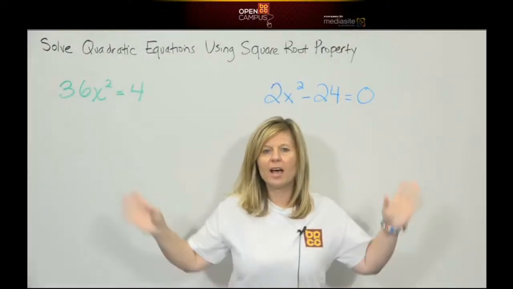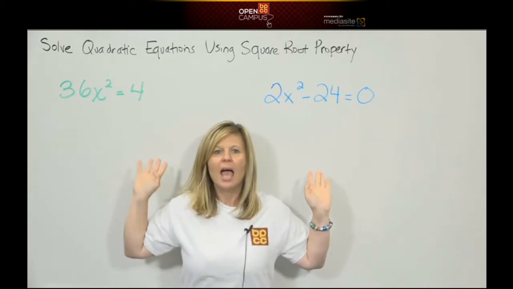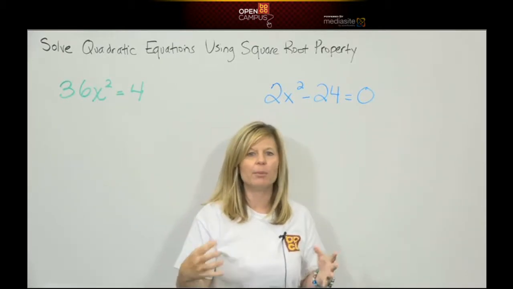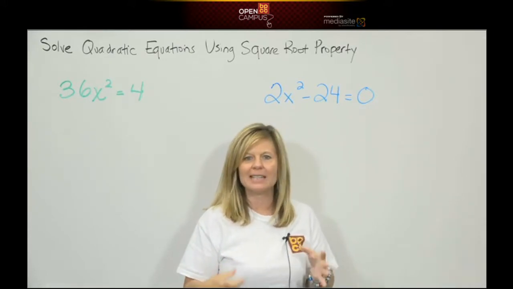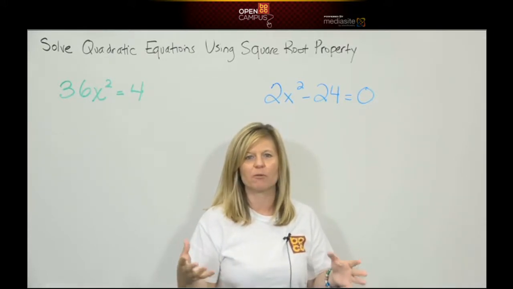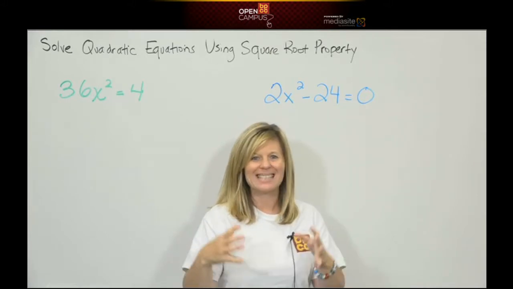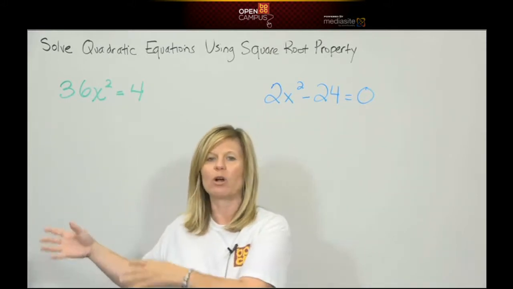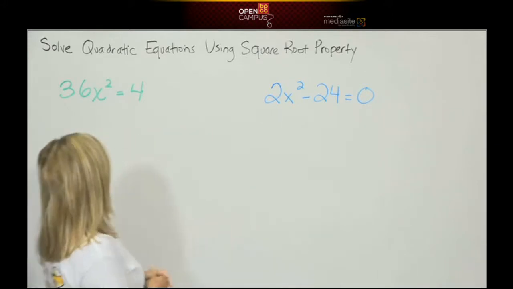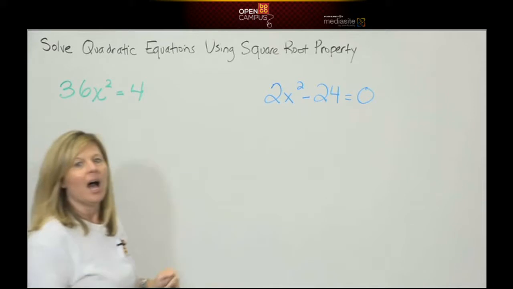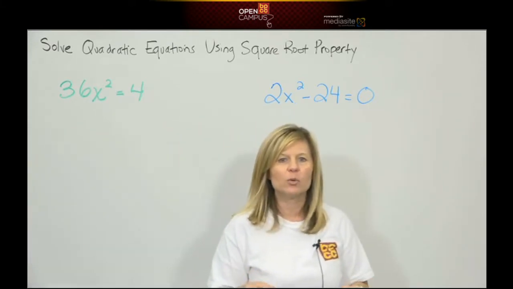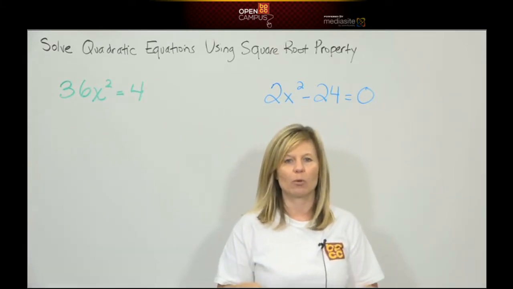Okay, so today we have two quadratic equations, and this time instead of factoring them, we want to use the square root property. Remember, we've already talked about not every expression in algebra factors. So factoring is not always going to work to solve a quadratic equation. So if you look at my first equation, 36x squared equals 4. What we want to do here is solve this doing the square root property.